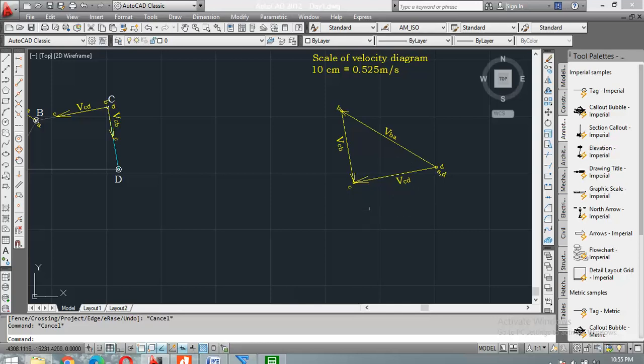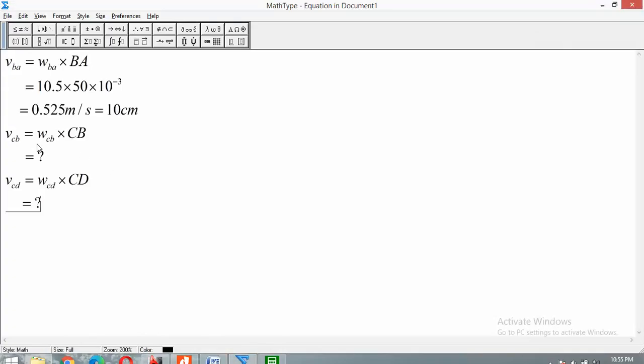So before quitting, let us try to calculate our question marks. The first question mark was that we do not have the angular velocity of CB. So let us try to calculate the angular velocity of CB now. If you want to find the angular velocity of CB, it should be equal to VCB divided by distance CB.